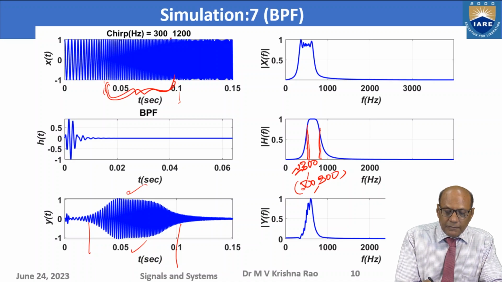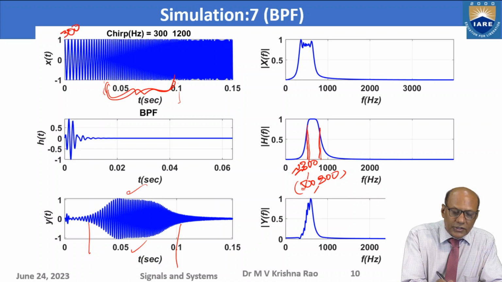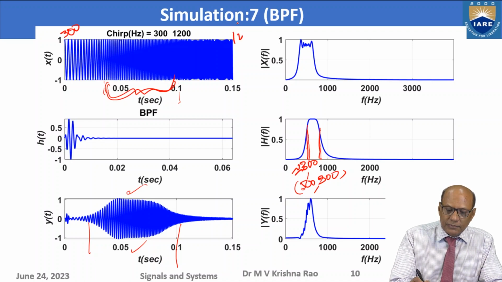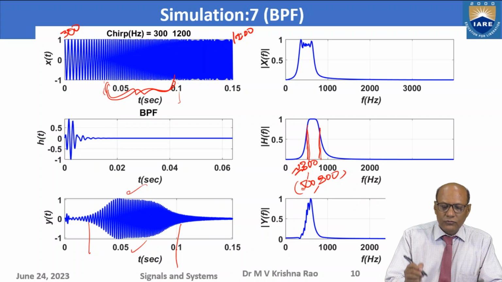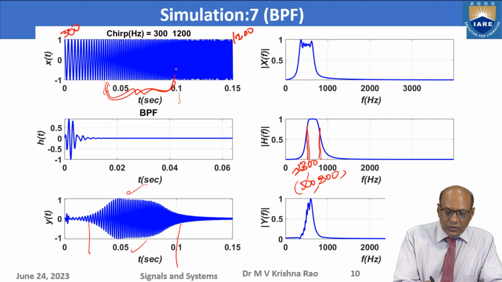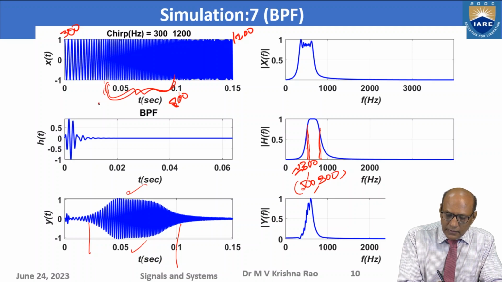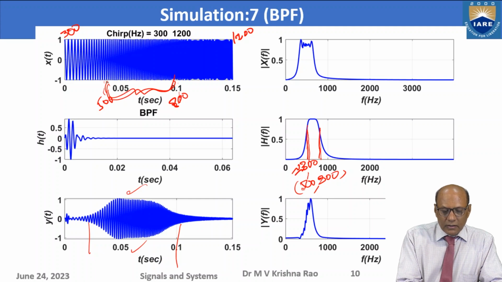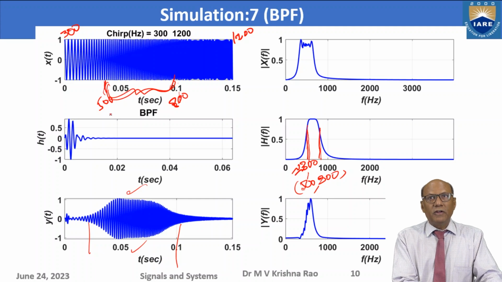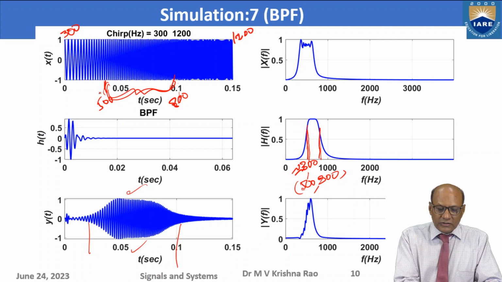So here, this chip starts from 300 initially. At the end of the chip, I have 1200. Since the passband is 500 to 800, it probably corresponds to this duration. At this point I have 500, and at this point I have 800. So between these two time instants, the frequency changes from 500 to 800, and these frequencies are passed. So only between these is it passed in the time waveform.